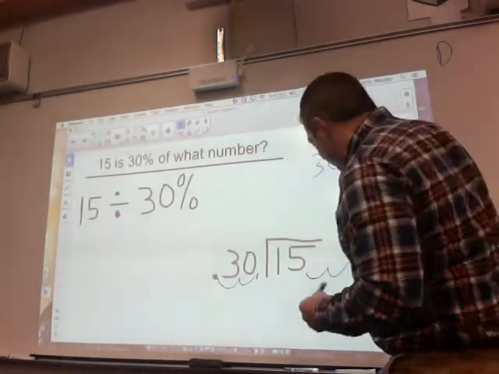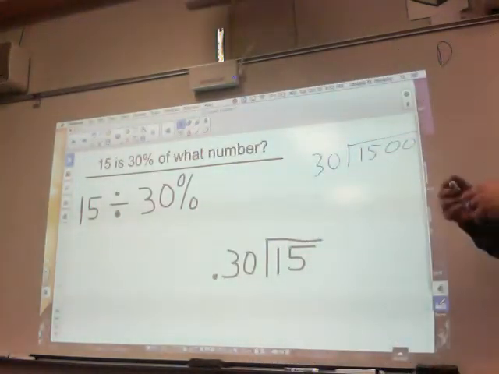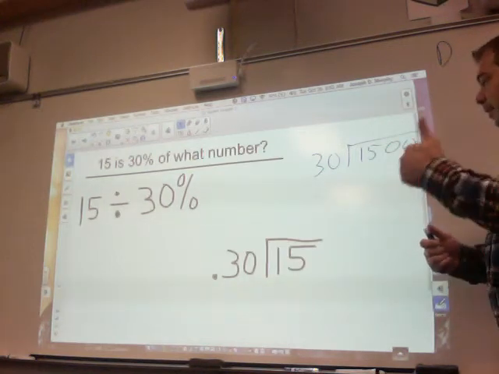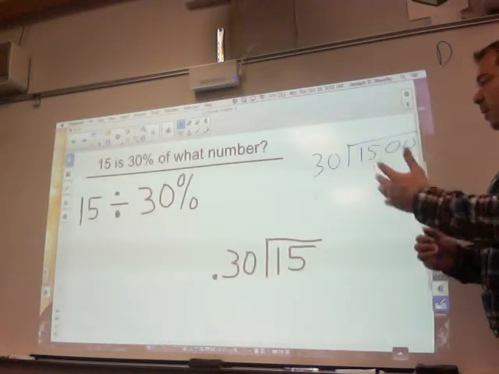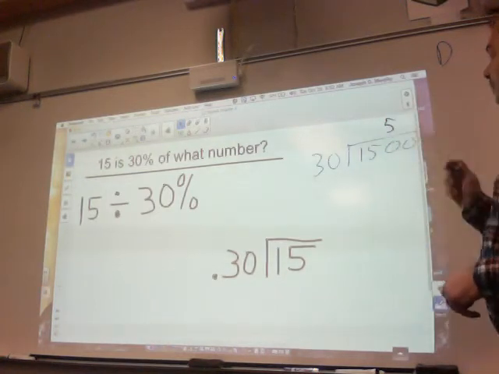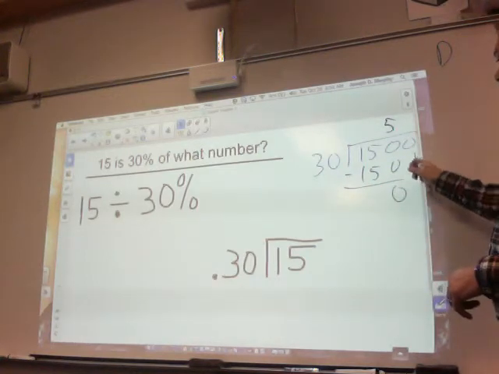Here we go. How many times can 30 go into 15? It can't. 30 going into 150. Let's count. 30, 60, 90, 120, 150. Oh, perfect. Goes in 5 times. 5 times 30 is 150. You get 0. Bring down your 0.